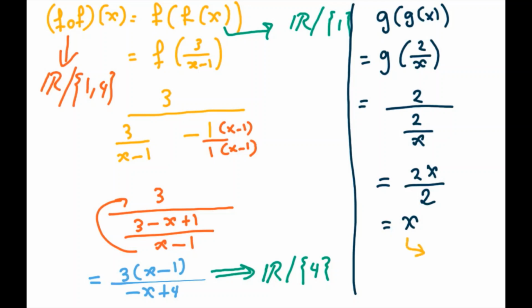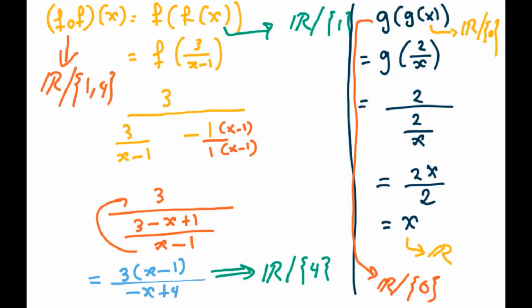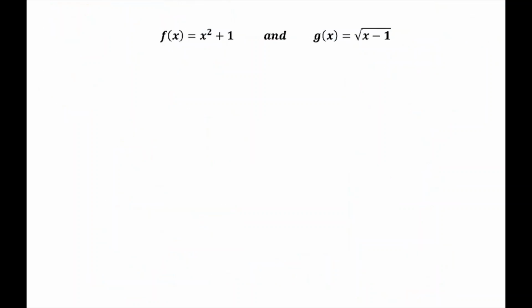The domain here is all real numbers, but the domain of g(x) was all real numbers but not 0. So finally, the domain of g of g(x) will be all real numbers but not 0. Let's move on to the next question.